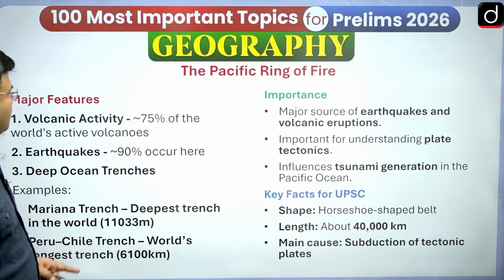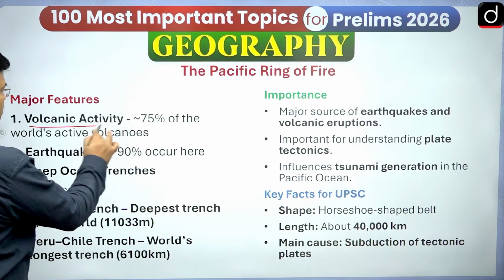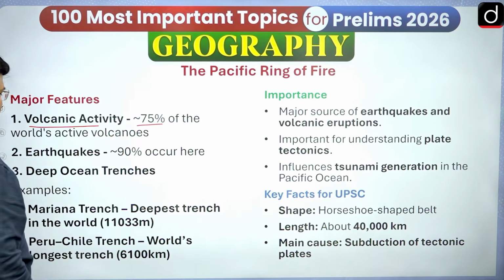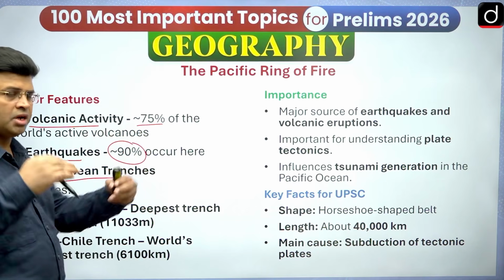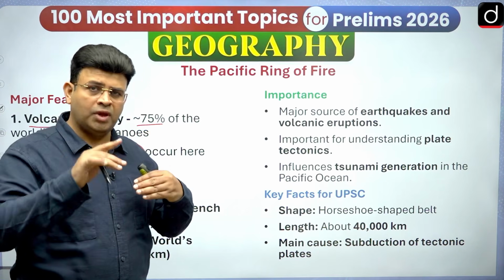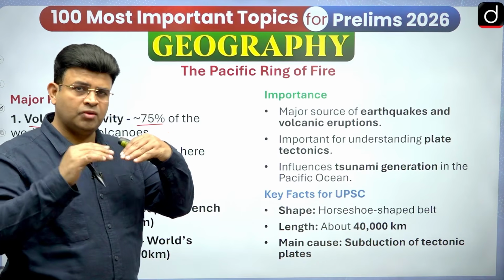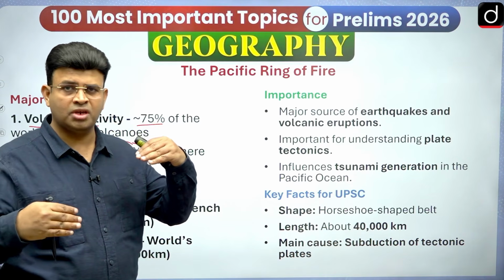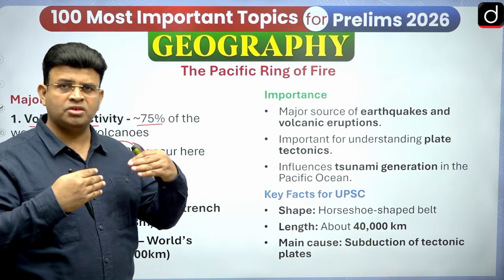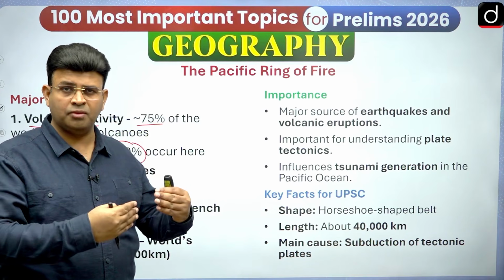What are the major features? Volcanic activity of 75% or more, and earthquakes around 90% here. Deep ocean trenches are also associated. When one plate is subducting, there will always be a trench nearby. Near South America there is the longest trench, the Peru-Chile trench, and trenches exist everywhere. The Mariana Trench is nearby the Philippine island arc.